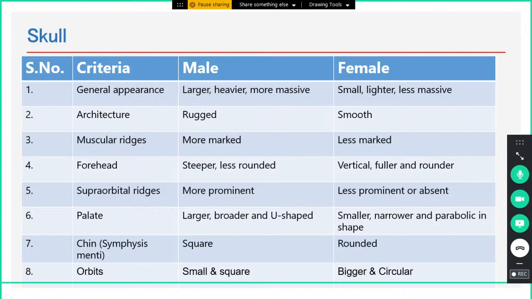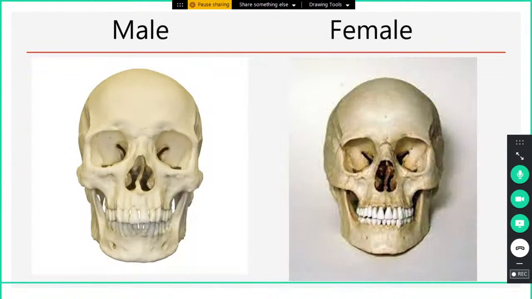Now we'll see the morphological features in a male and a female skull. The general appearance of the male skull is larger, heavier, more massive, and the muscular margins are more marked than in a female. See the orbital cavity: the male orbital cavity is small and square, whereas in the female it is round and circular. And see the shape of the mandible, it is square shaped. The chin is square shaped in male, and rounded, U shaped or V shaped in female.